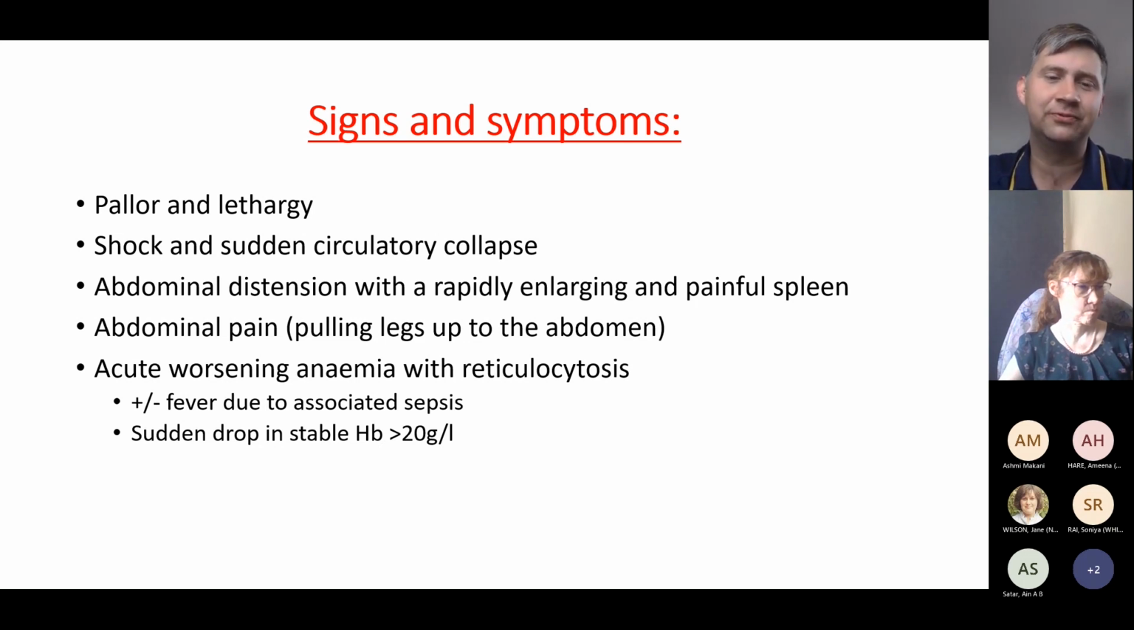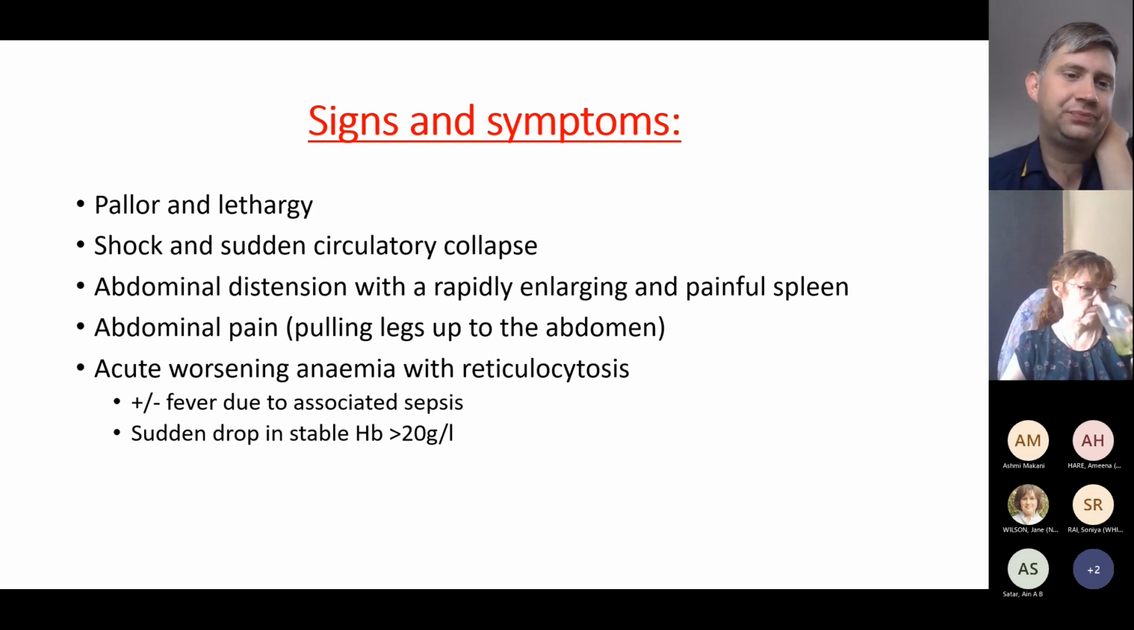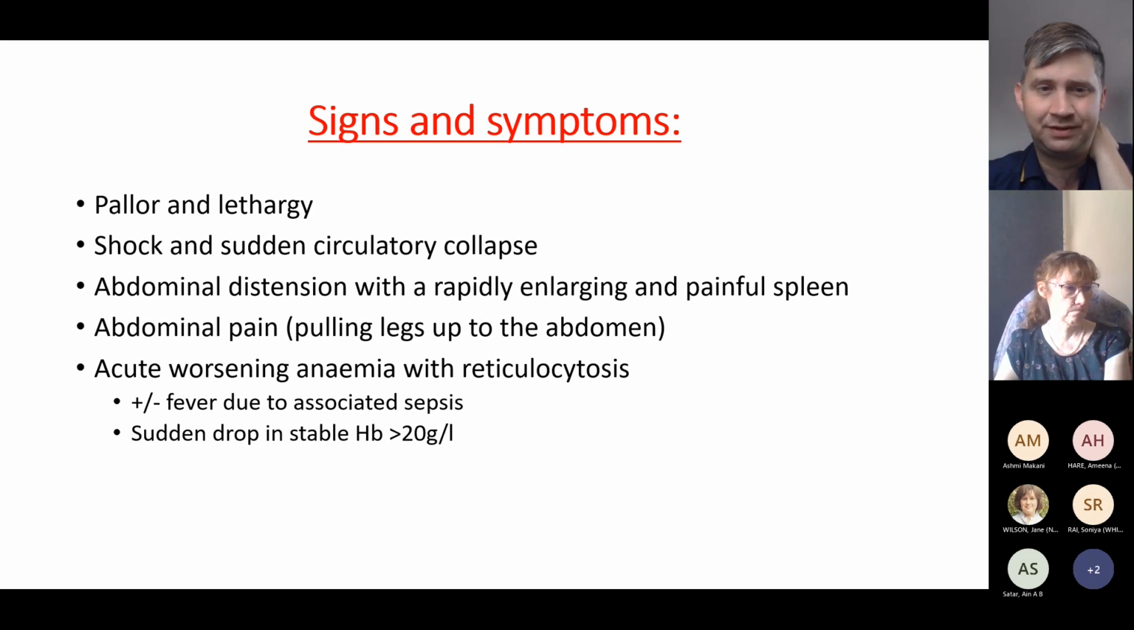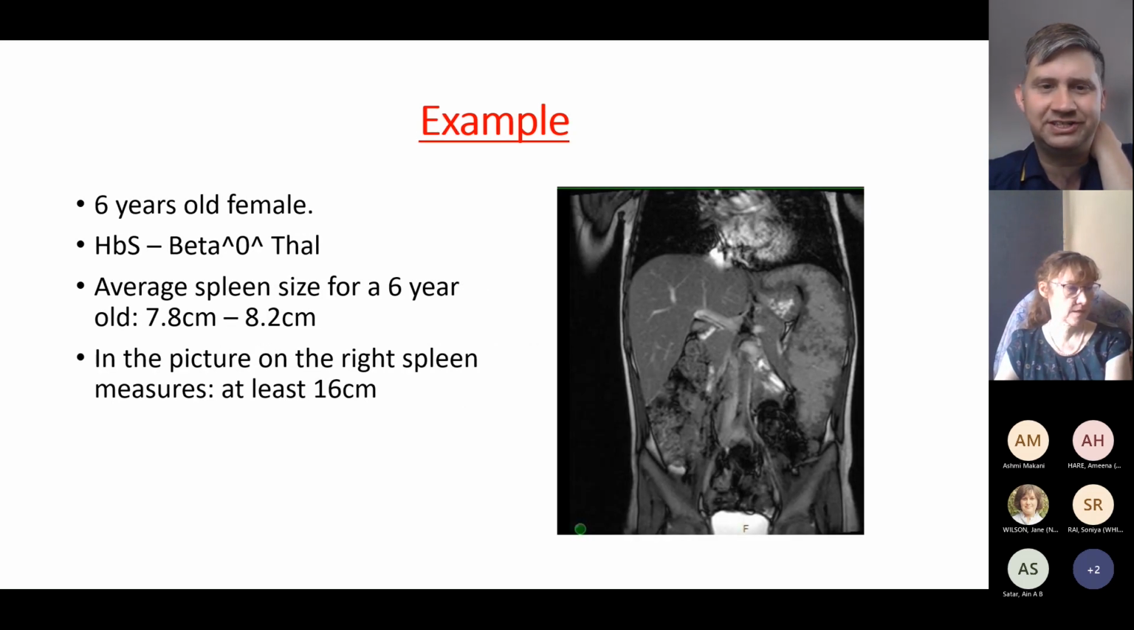And they might have acute or worsening anemia with reticulocytosis, so the bone marrow is pushing out reticulocytes. As we know, these are immature red blood cells because the body's trying to compensate and help. They might have a fever due to associated sepsis, and they have a greater drop in hemoglobin by 20 grams per litre. I'm going to show you an example now.